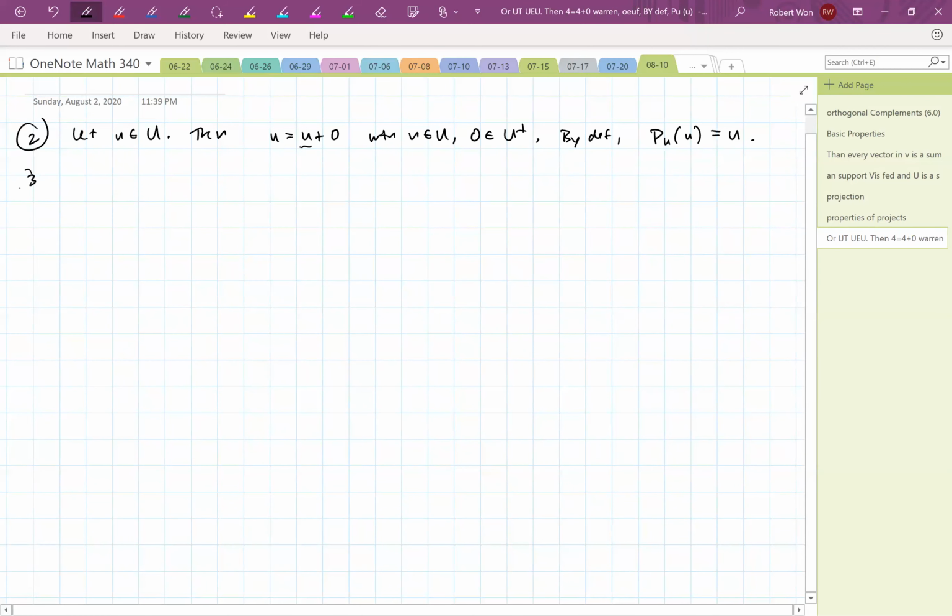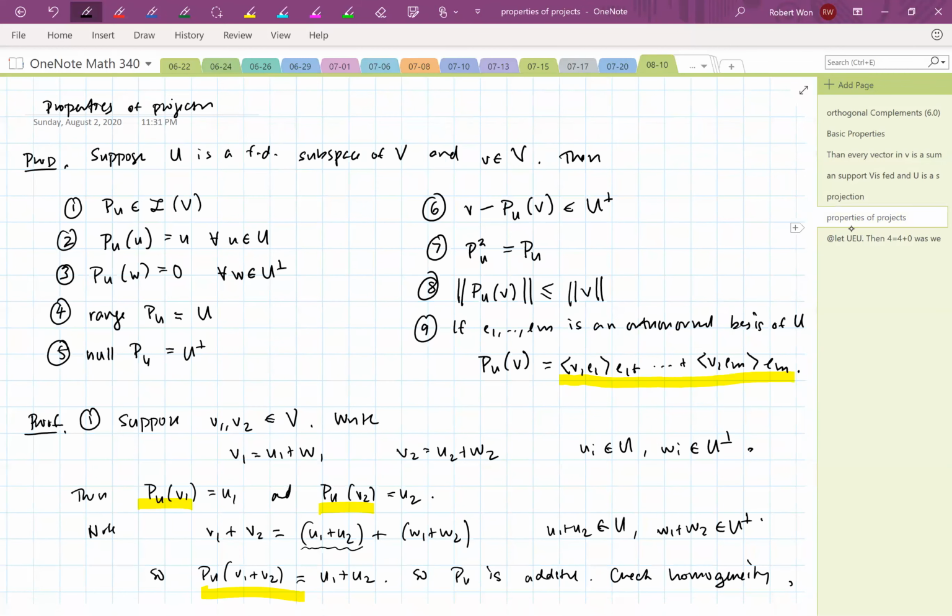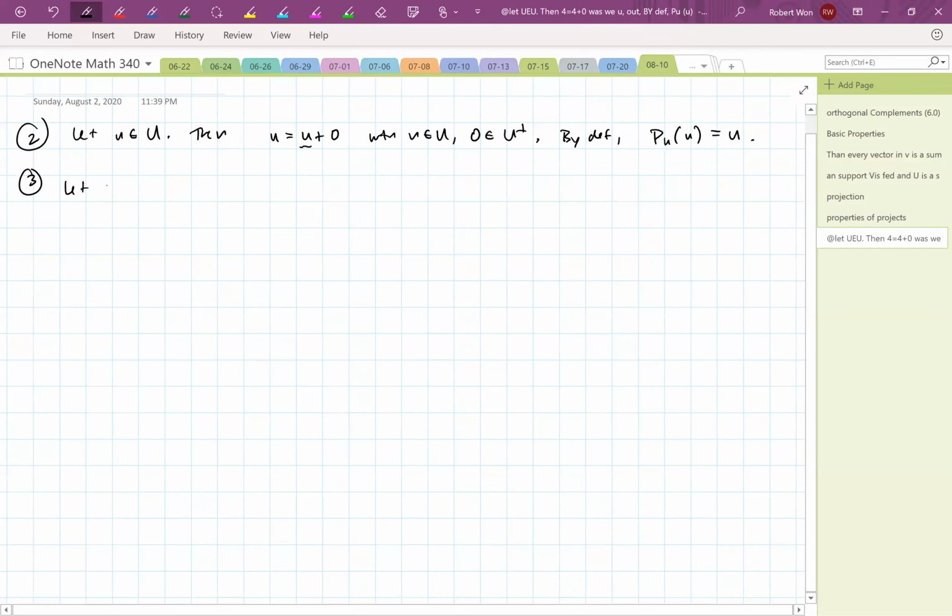Okay. 3 was we were trying to show that if you take something in the complement and project, you get 0. So let W be in U perp. Then what? Then W is equal to 0 plus W with 0 in U and W in U perp. So by definition, PU of W is the U part, which is 0.